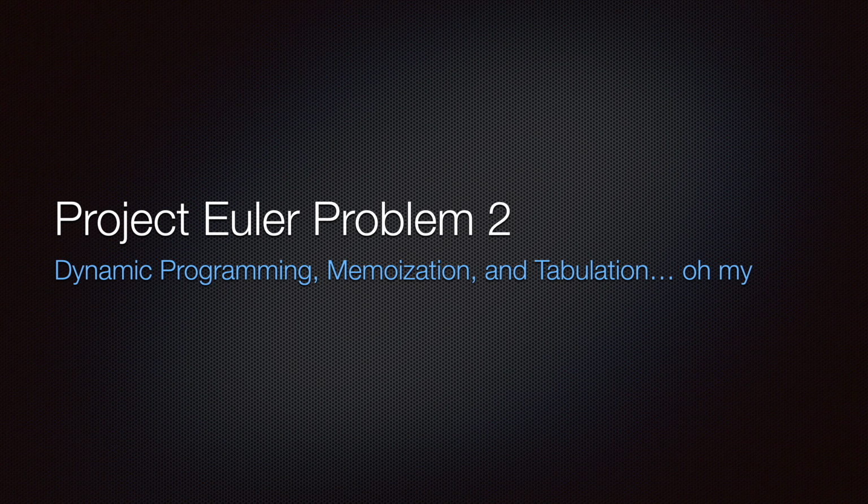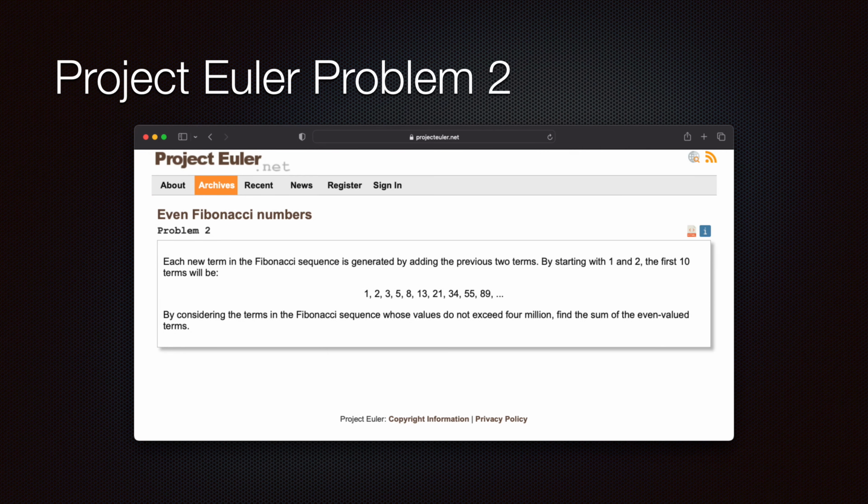Project Euler Problem 2. Each new term in the Fibonacci sequence is generated by adding the previous two terms. By starting with 1 and 2, the first 10 terms will be 1, 2, 3, 5, 8, 13, 21, 34, 55, and 89. By considering the terms in the Fibonacci sequence whose values do not exceed 4 million, find the sum of the even-valued terms.